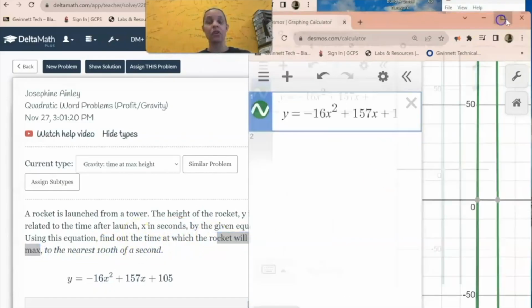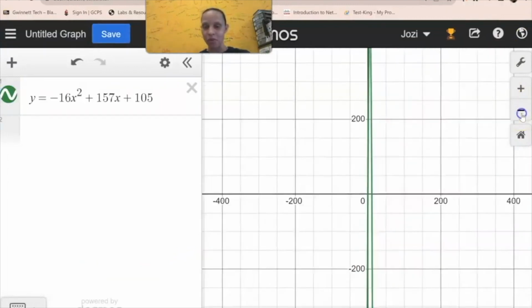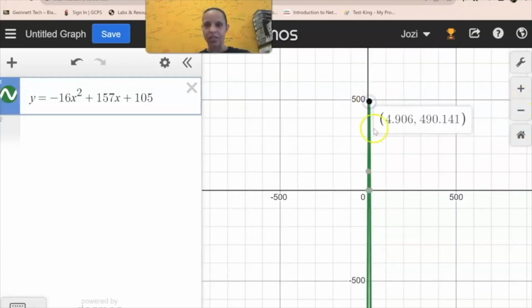So you have to know what maximum is. What is the maximum? Maximum is the very top of your graph, right? I'm going to zoom out. Looks a little weird, but that's okay. Click on it. There is my maximum. Now, which one of these is my maximum?